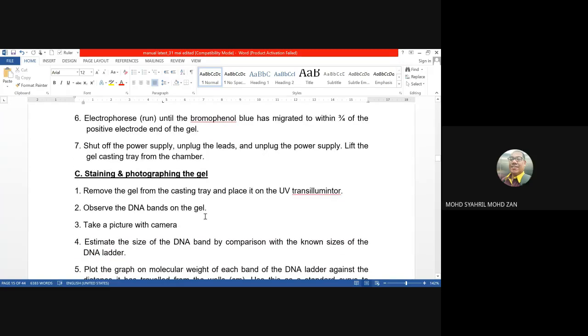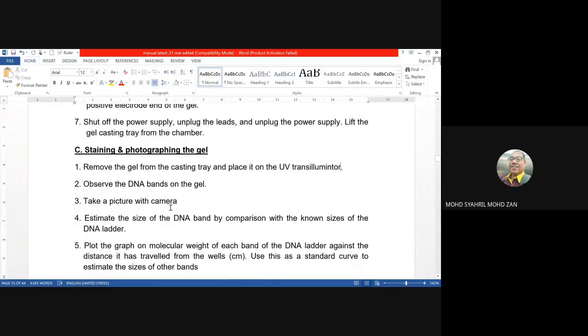Okay. And then you have to stain and photograph the gels. Okay. Remove the gel from the casting tray and place it on the UV trans illuminators. Okay. So dekat lab makmal biologi ada dua bahan. Satu kita punya UV trans illuminator yang biasa punya. Yang kedua kita ada gel dock. Okay. So observe the DNA bands on the gels and take the picture with the cameras.